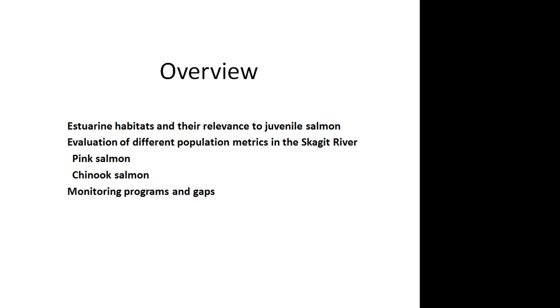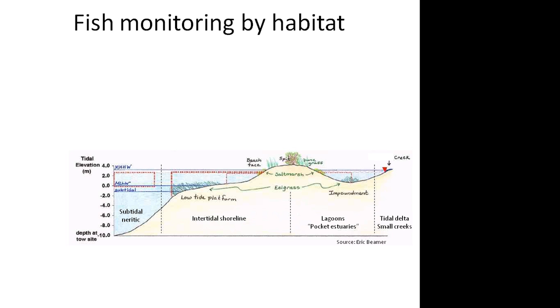And then I'm going to give two examples. One is pink salmon, and the second is Chinook salmon. Both occur within the Skagit system. And then finally, I'm going to talk about some of the cross Puget Sound, I don't really know the whole Salish Sea for this, but within Puget Sound, the monitoring programs that exist for looking at estuarine fish and the gaps that could potentially be filled.